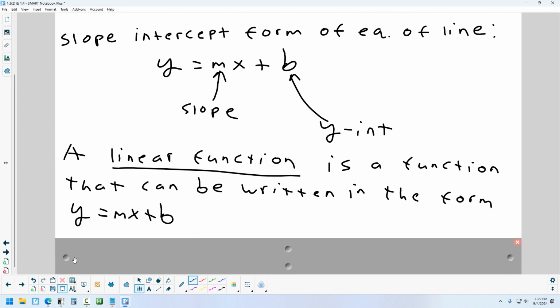So anything that you can write in the form y equals mx plus b is a line, and that means it's called a linear function. So anything in the form y equals mx plus b is called a linear function. Okay, so any questions on y equals mx plus b? We'll do some examples, but just what the m and the b are.